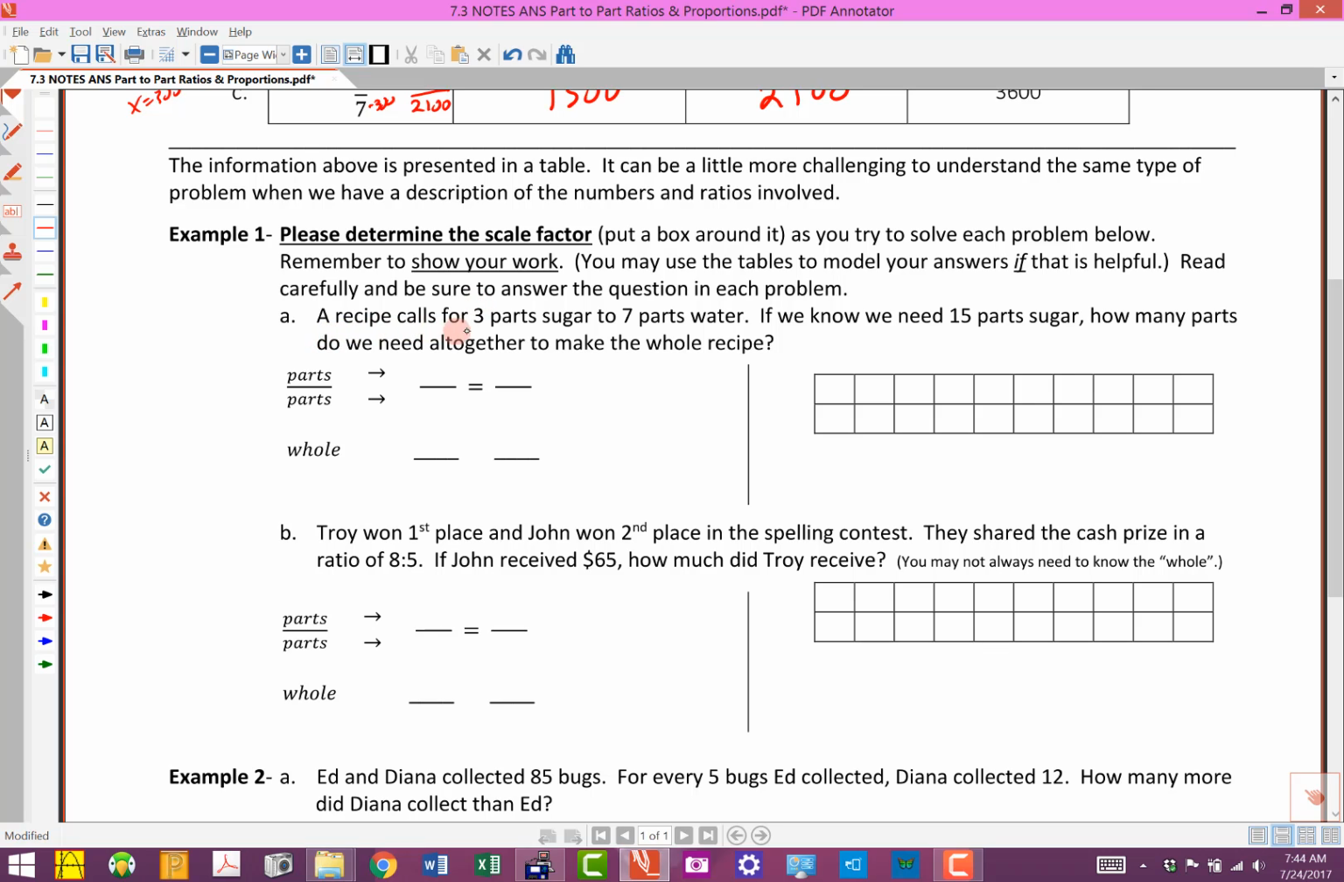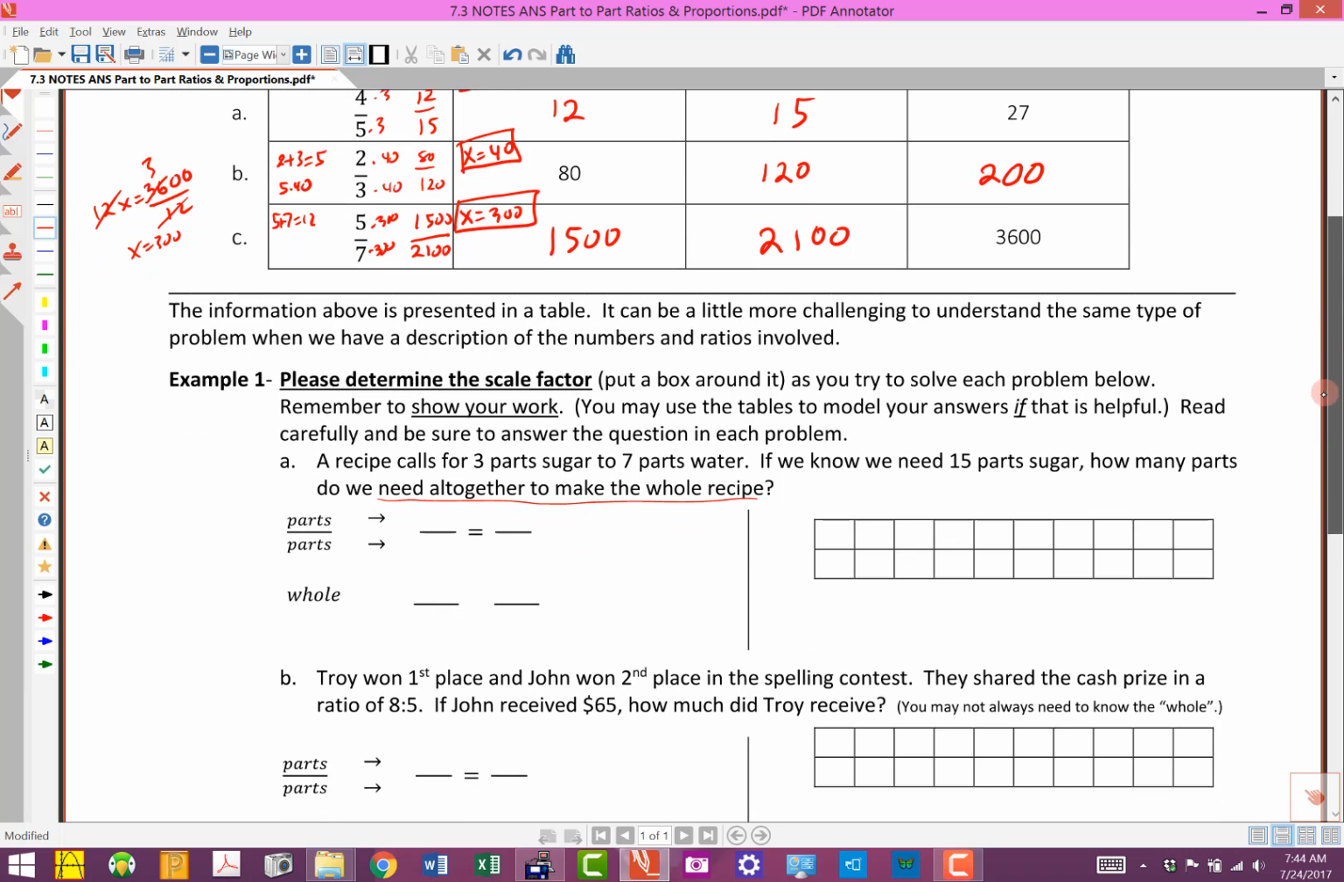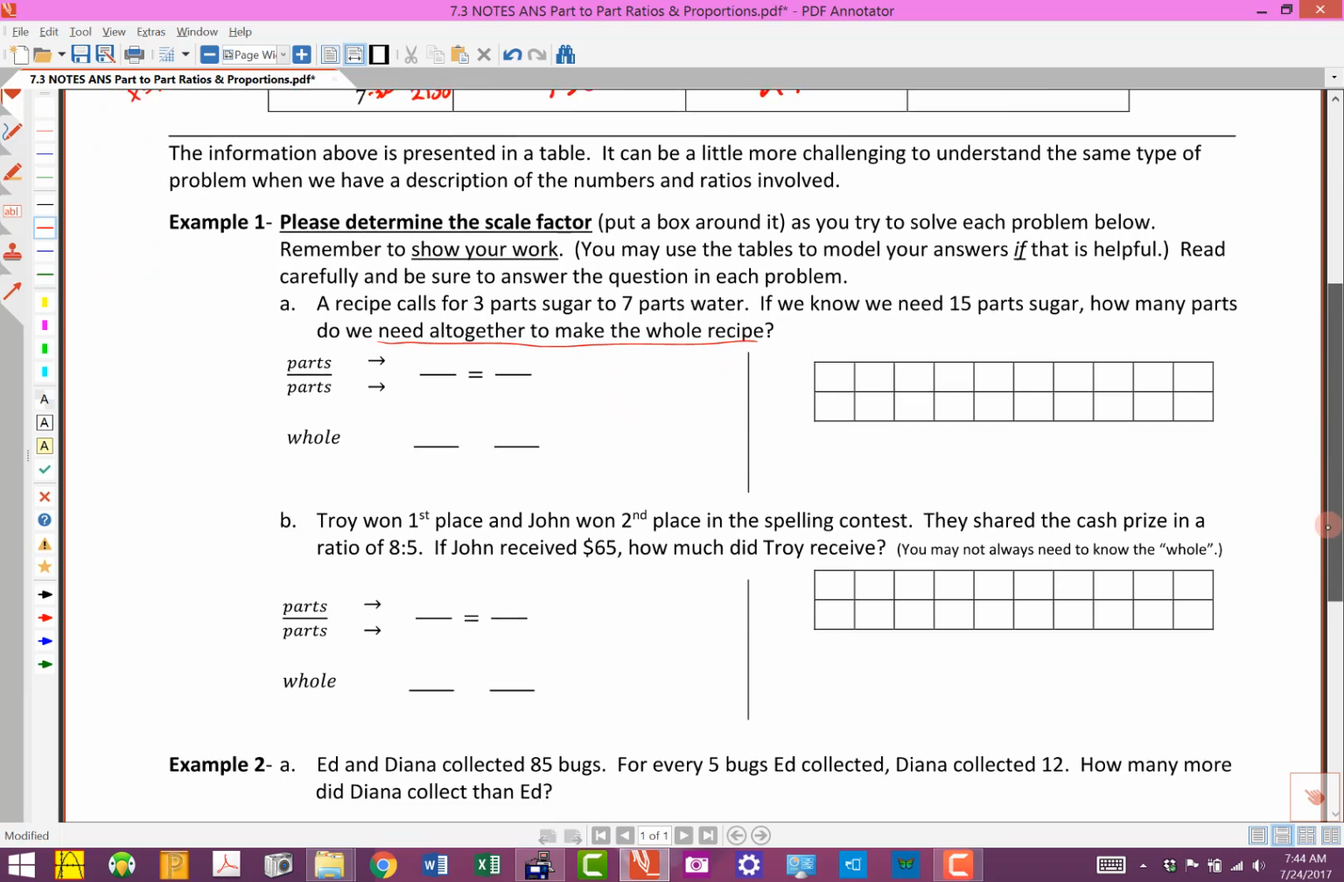So it says a recipe calls for 3 parts sugar to 7 parts water. If we know we need 15 parts sugar, how many parts do we need altogether to make the whole recipe? Now here's the key here. We need to know how many parts we need all together to make the whole recipe. So we're going to be doing something like this. It's kind of like, here's the sugar, here's the water, and then there's the total number, the number of parts altogether, if you want to think of it that way.